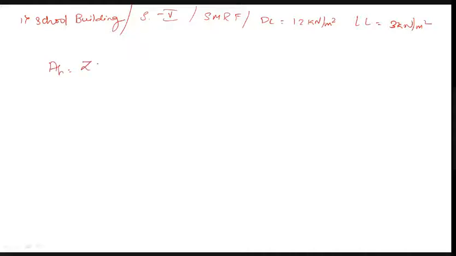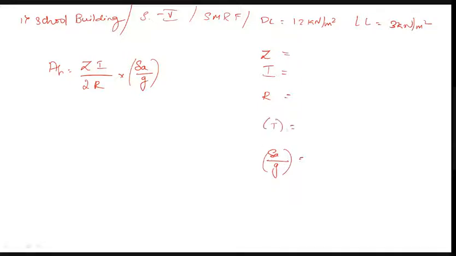Ah equals, we know, Z into I upon 2R multiplied by Sa upon g. Then we need the value of Z, the value of I, the value of R, and the value of Sa upon g. To determine the value of Sa upon g, we need the value of T. So directly we will see in the code book and find the values.